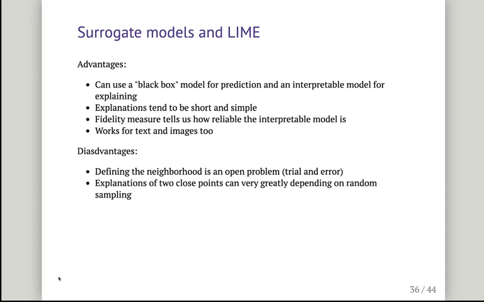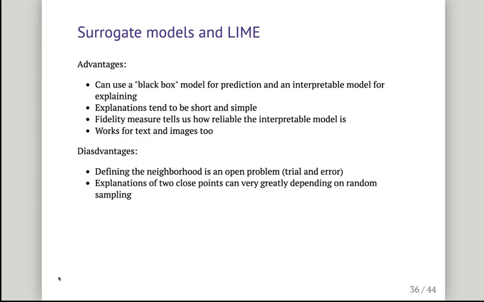The advantages of these surrogate model techniques is that we can use a black box model for prediction. So we can use a very complex model to predict and then try to understand it with a very simple model. This works for text data as well as image data, so we could apply something like the MNIST data set to try to get an idea of what pixels perhaps are very important, or what features of, say, an image are important for prediction.